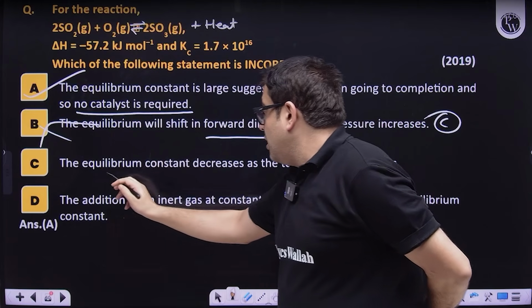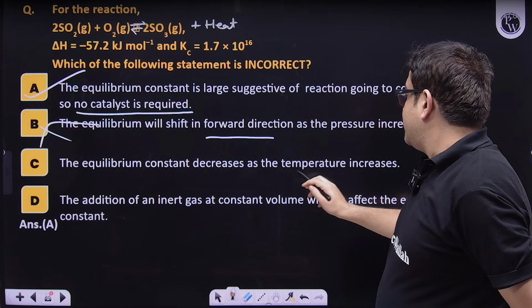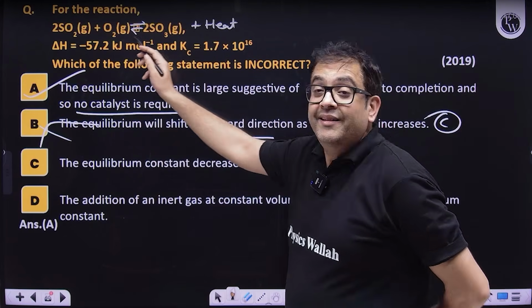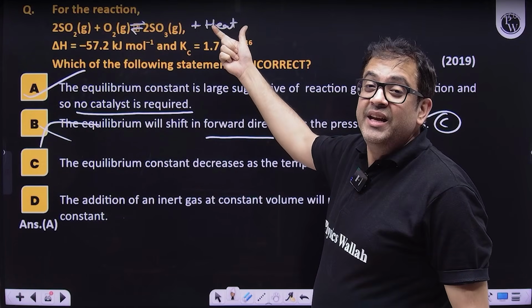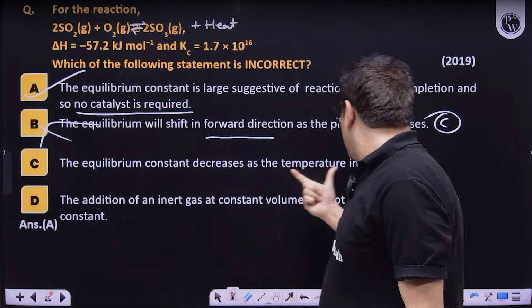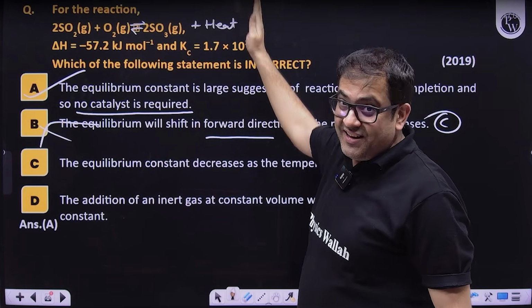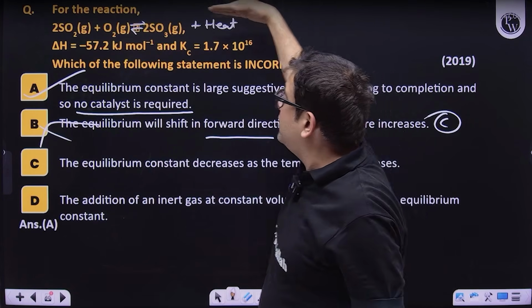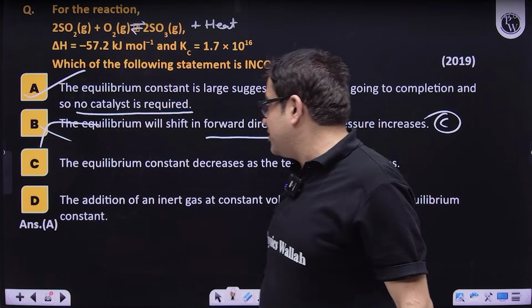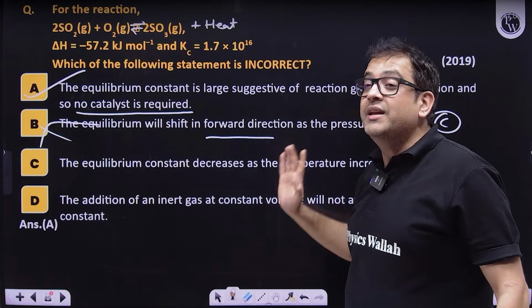Next option. The equilibrium constant decreases as temperature increases because it is an exothermic reaction. If it is an exothermic reaction, heat is a product. So if temperature increases, product increases. The reaction will try to decrease it. In order to decrease it, the reaction goes in the backward direction. So equilibrium constant decreases, yes.